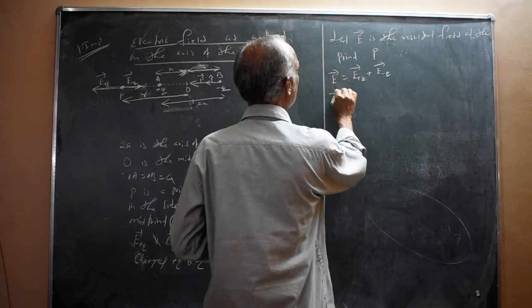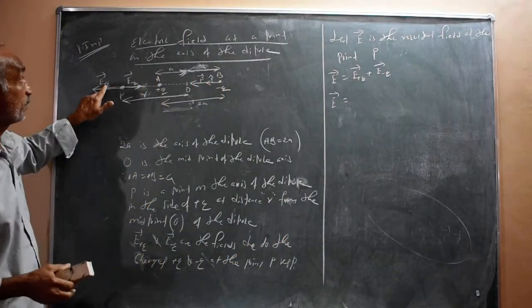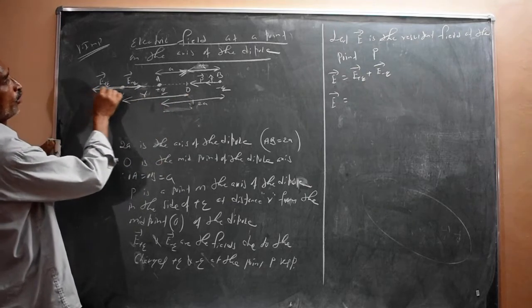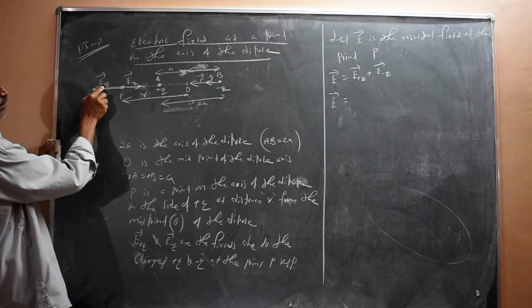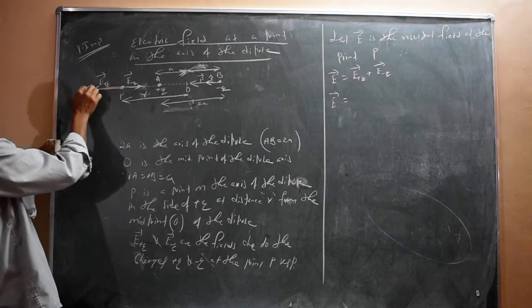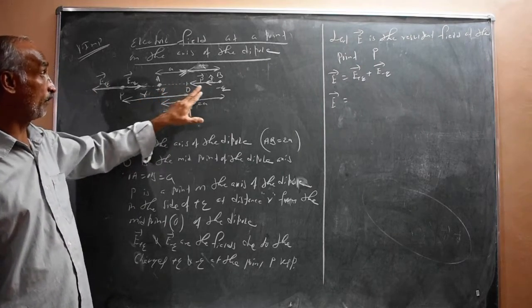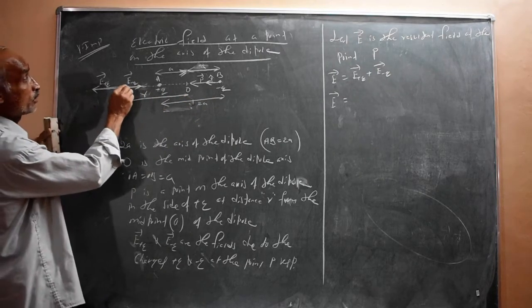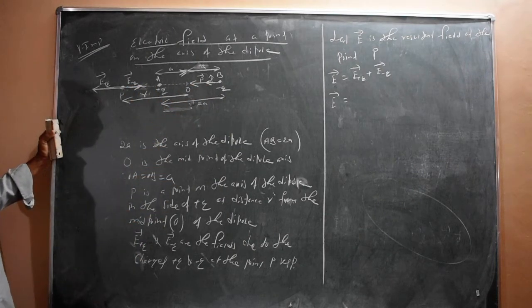Now let us calculate E bar plus Q. What is the direction of E bar plus Q? Look at the direction. E bar plus Q is in the same direction as P cap. Both are in the same direction. What is the direction of E bar minus Q? Here is the direction of E bar minus Q. It is in the opposite direction of P cap. Look at the diagram.